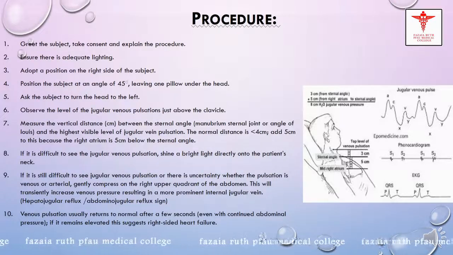calculation of your JVP. If it is difficult to see the jugular venous pulsation, you can take a torch and shine a bright light directly onto the patient's neck, so that the pulsations are clearly visible to you.